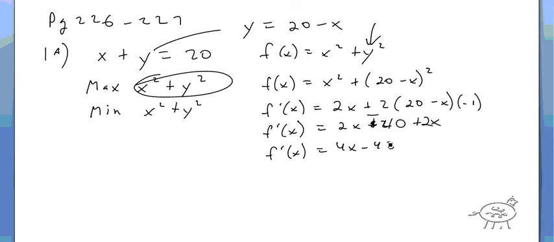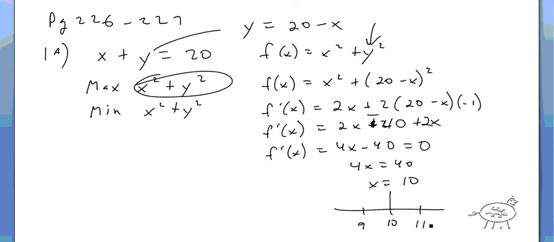So that's the first derivative. Set that equal to 0 to find our critical points, and we get 4x equals 40, x equals 10. So we do our interval testing here, 9 and 11, and we get minus and plus. That makes this guy right here a minimum value.